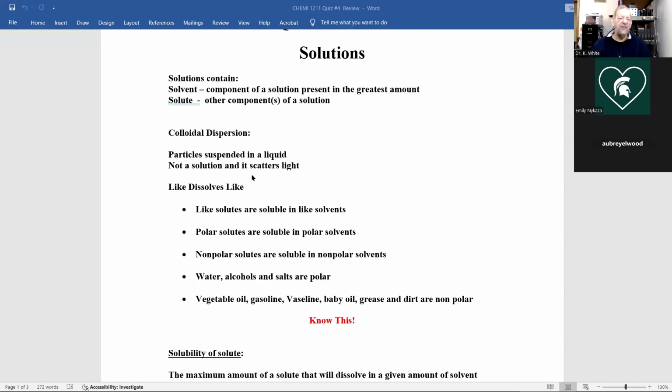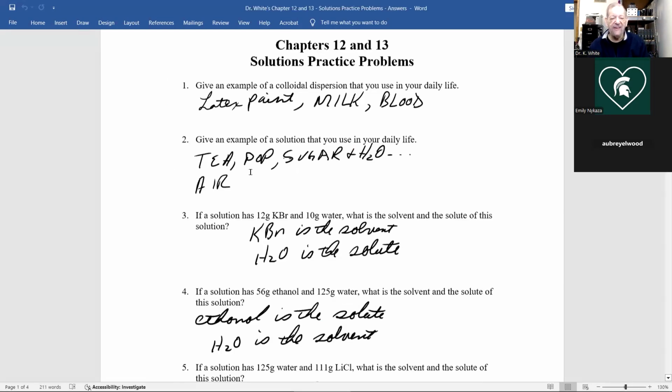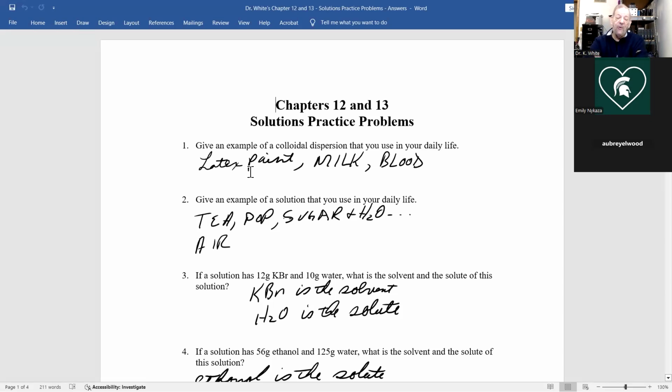All right, so you should know colloidal dispersion. Now, I don't have it here, but I talked about it. What are some examples of colloidal dispersion? Well, let's look at, and here I ask you, give an example of a colloidal dispersion. Well, latex paint is an example. Milk is an example. Your blood, and don't try shining a flashlight through blood, please don't, is also a colloidal dispersion. And I believe you could also say ketchup and mustard are also.